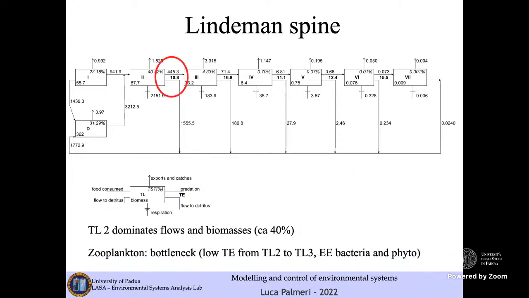which flows and biomass dominates. This trophic level 2 refers to zooplankton that represent a bottleneck with low trophic efficiency. So we have low trophic efficiency, so trophic transfers from trophic level 2 to trophic level 3, and so on. Global trophic efficiency for this network is 12.9.